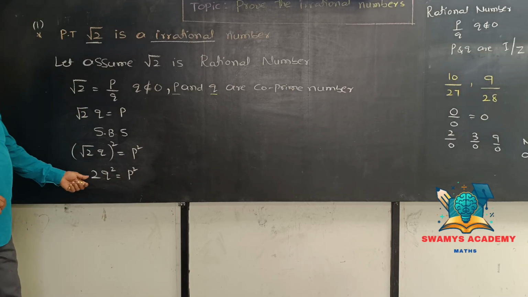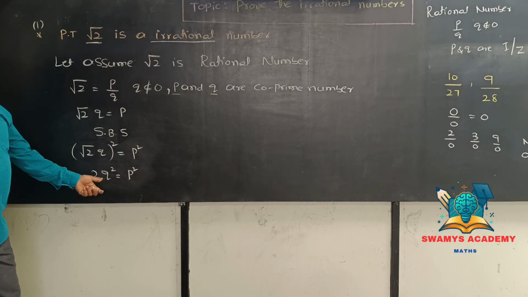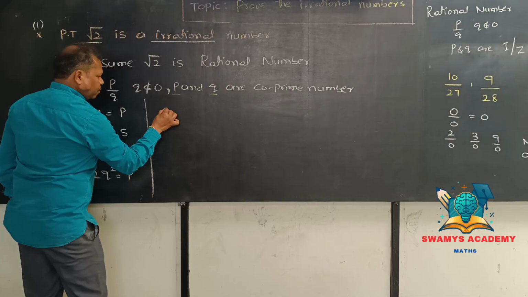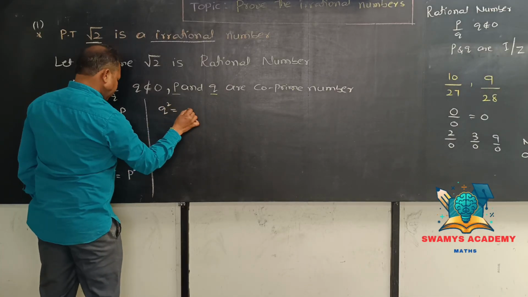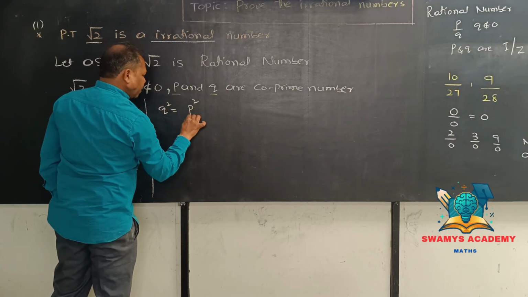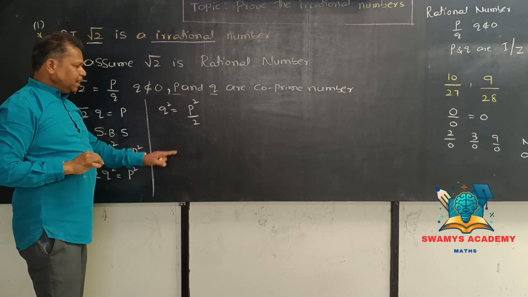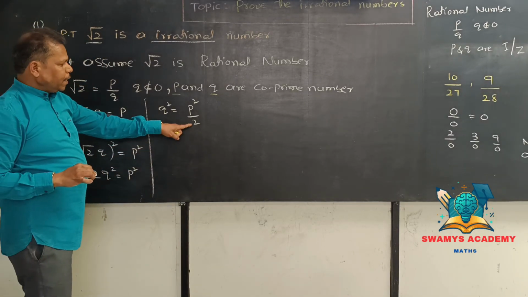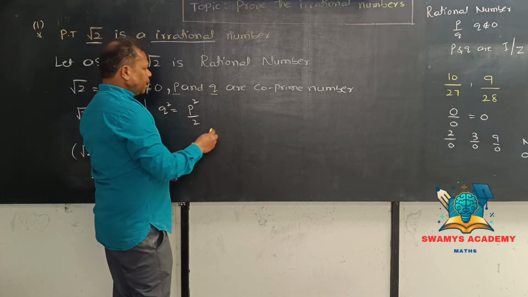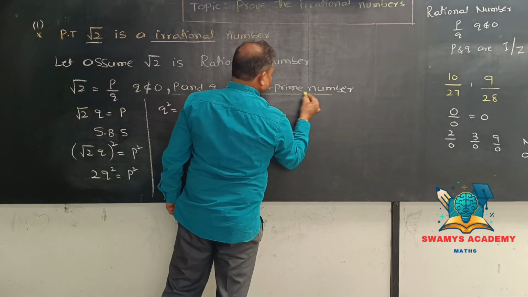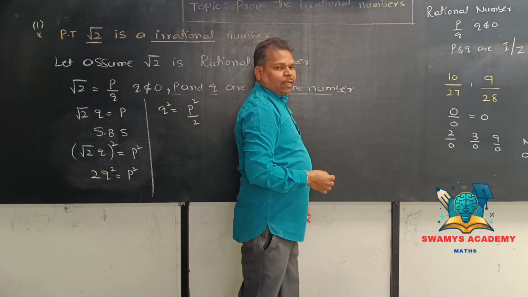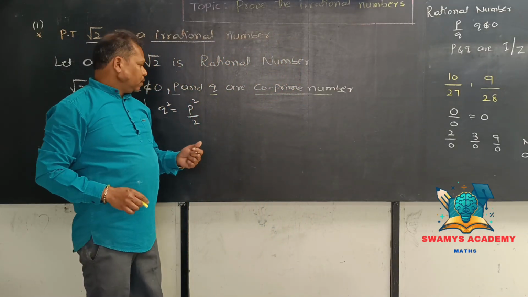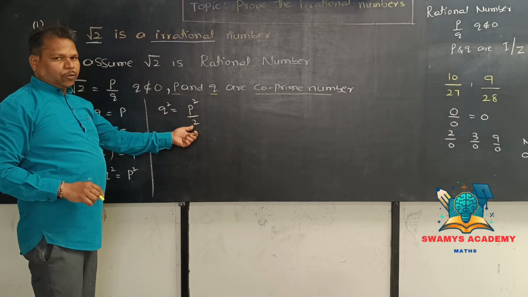So what are we getting? Multiple of two factors. Or if we write it here, q square equals p square by 2. Either it is multiplied by two or it is divided by two. But what did we take here? Co-prime numbers. What is a co-prime number? It is divisible only by one. But here it is divided by 2.